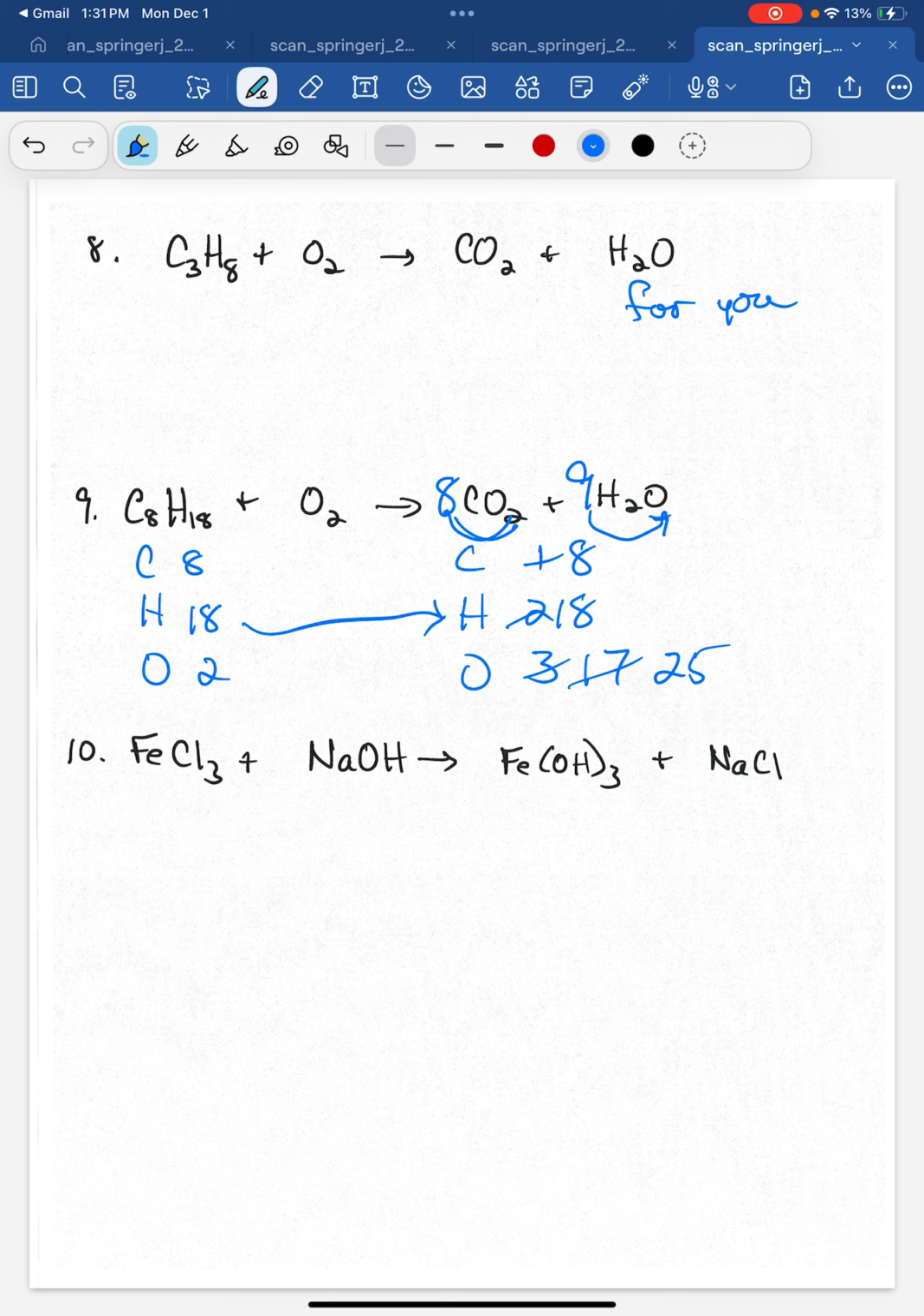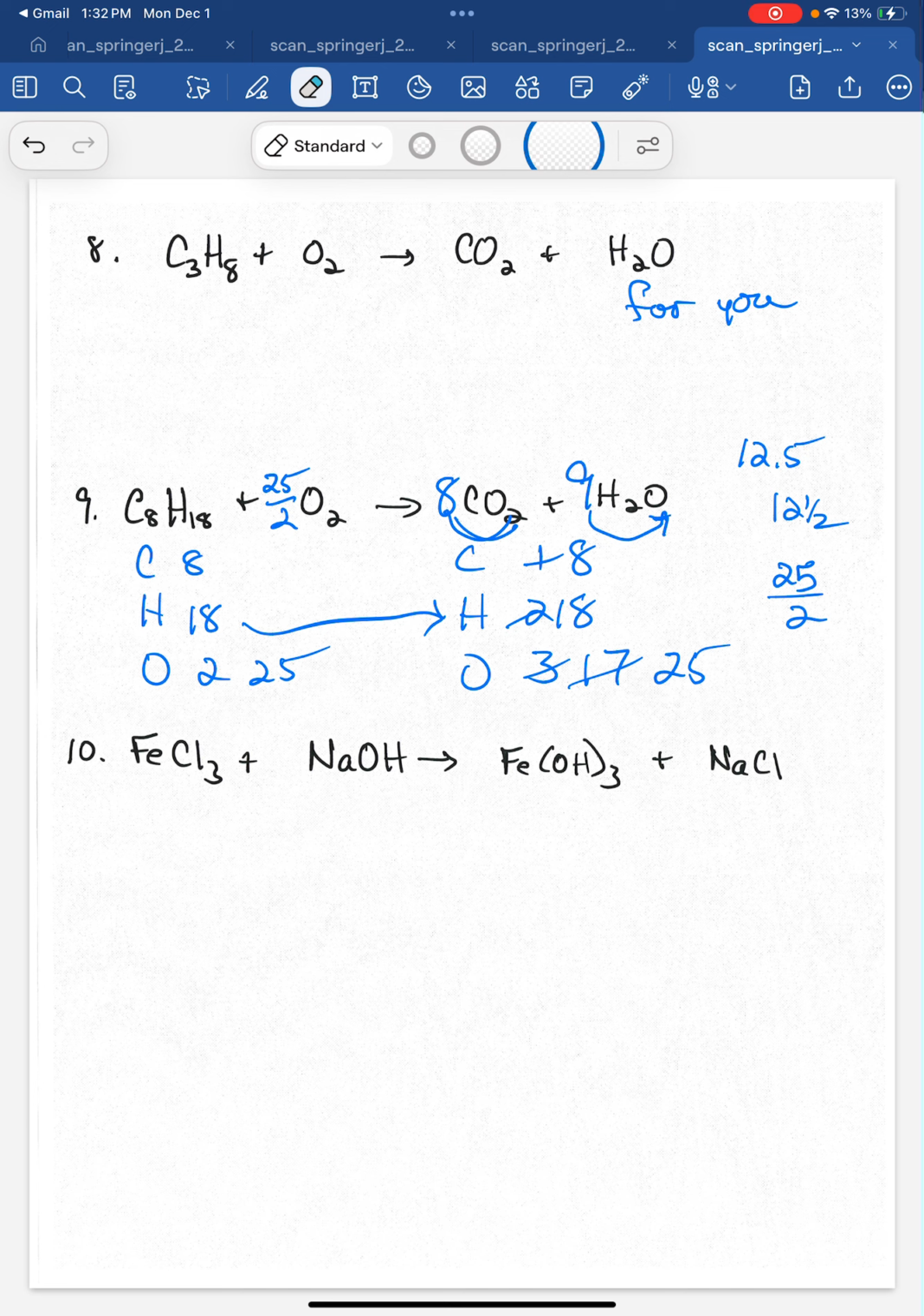Well, you could say 12.5 or 12 and a half, or you could say 25 over 2. And that's what I'm going to choose to do, 25 over 2. Makes that 25. Now, this is no good. We can't have halves. You can't have half because you just can't. It's just not right at this point in your career to put a half there.